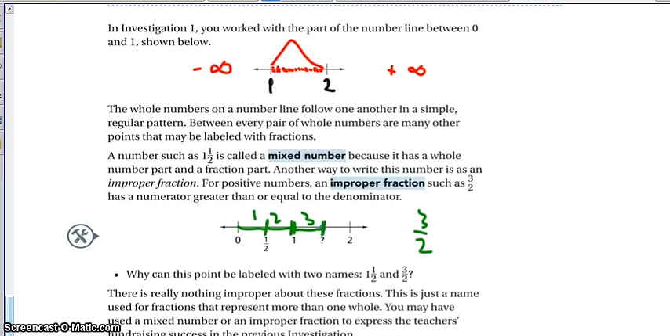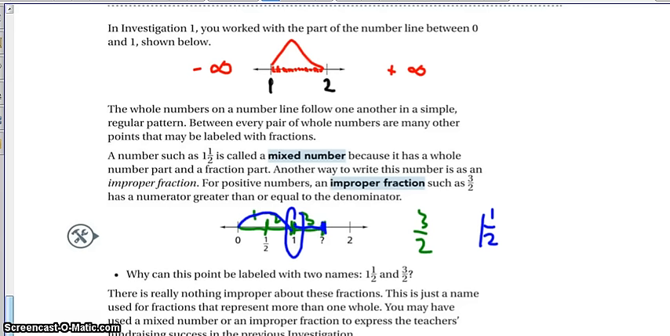The other way of looking at it is that we have the whole number 1. We're going at least 1. So we have a distance that is a whole number of 1. And we are going halfway to our second whole number. So that would be 1 1/2.